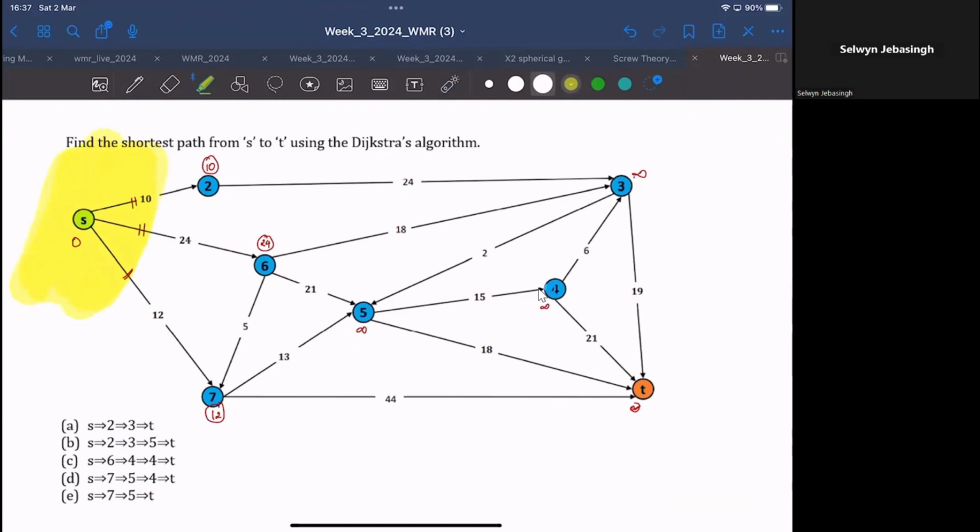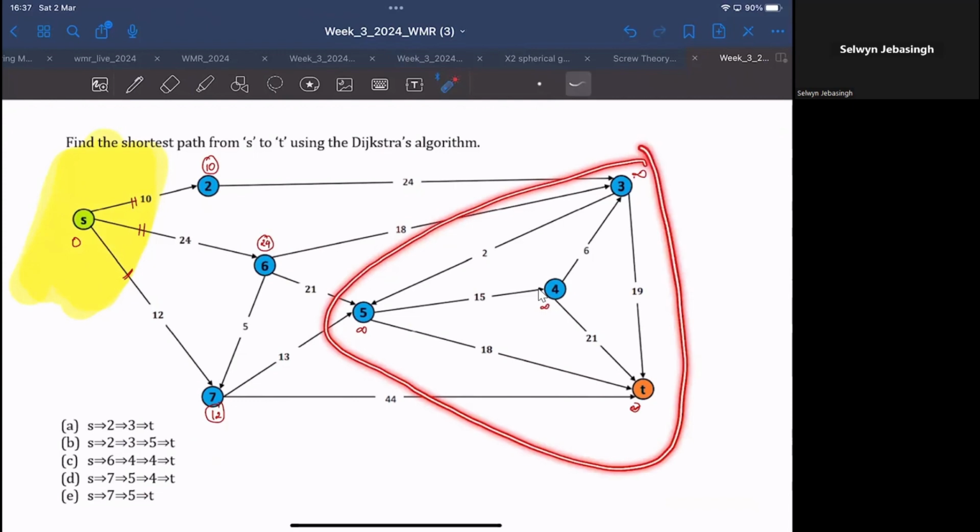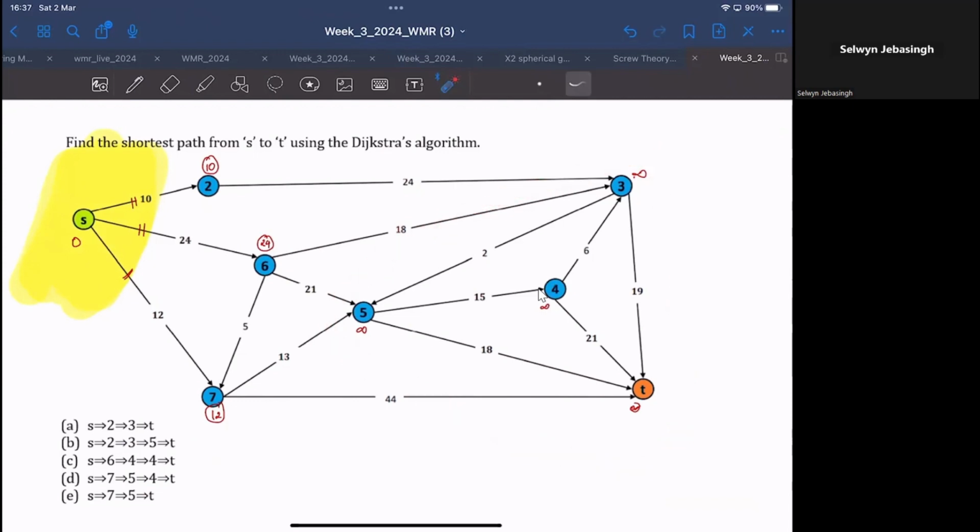Now, if you consider all the other unexpanded nodes, node 2 has a cost of 10, node 6 has a cost of 24, node 7 has a cost of 12, and all the other unexplored nodes have a cost of infinity. Then the next possible node that you would want to expand would be node 2, which has the least cost. Because every time you have to reorder and expand. So the node that has the least cost is node 2, and then you have to expand node 2.